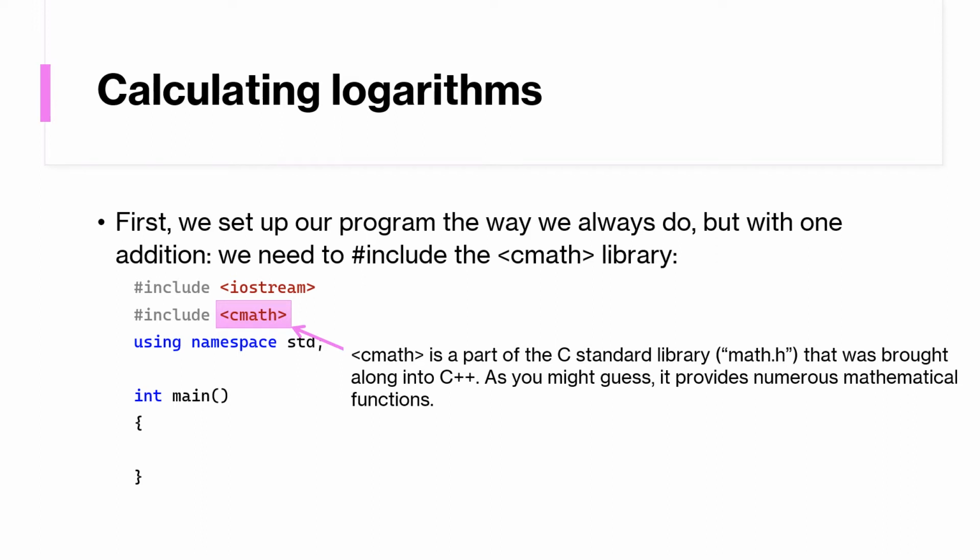All of the C++ libraries that start with C have been brought over almost without any modification from the C standard library. So if you're writing actual C, you would include math.h. In C++, we call it cmath. As you might guess, it provides a whole bunch of mathematical functions, your trig functions and your log functions, exponential functions, hyperbolic functions, all sorts of mathematical functions. You can find a reference at cplusplus.com that will explain all of the cmath functions, what they do, and what you can use them for.